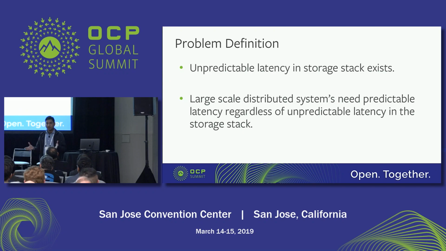And for a large-scale distributed system, there is a need for predictable latency in spite of all the unpredictable components that exist. And with the scale at which the Facebook infrastructure is growing, the need for such a problem to be solved is ever increasing.